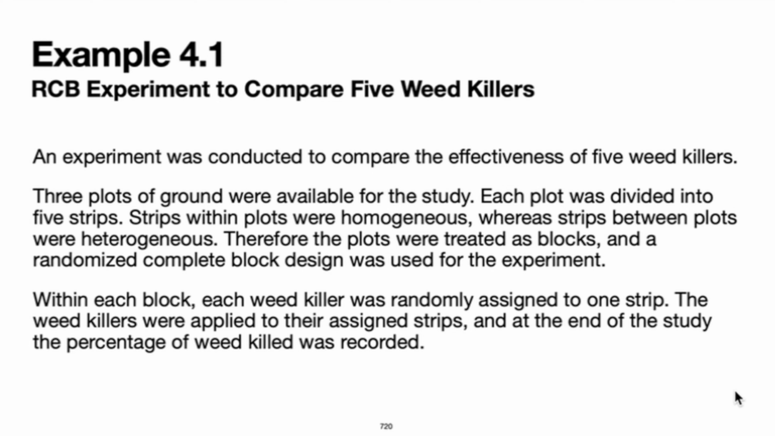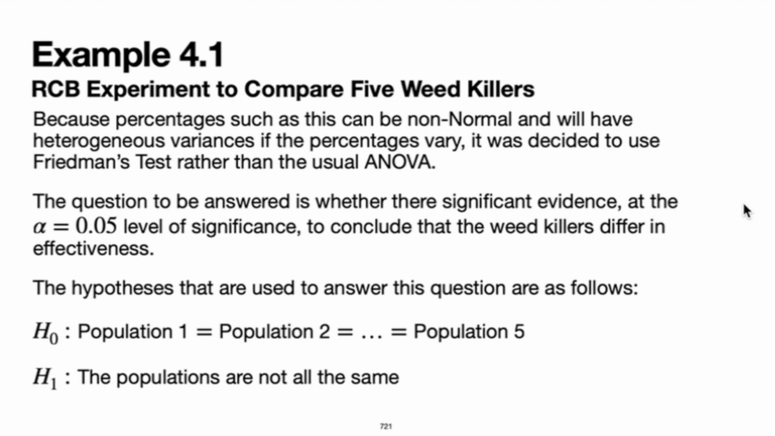Now, within each block, each weed killer was randomly assigned to one strip. The weed killers were applied to their assigned strips, and at the end of the study, the percentage of weeds killed was recorded. So that response variable that's measured is the percentage of weeds that were killed. Now, because percentages such as this can be non-normal and will have heterogeneous variances when percentages vary, the constant variance assumption that is built into the standard ANOVA would appear to be violated. And so instead of using ANOVA, and instead of trying some other approach where we, for example, transform the response, we're going to use a non-parametric test instead.